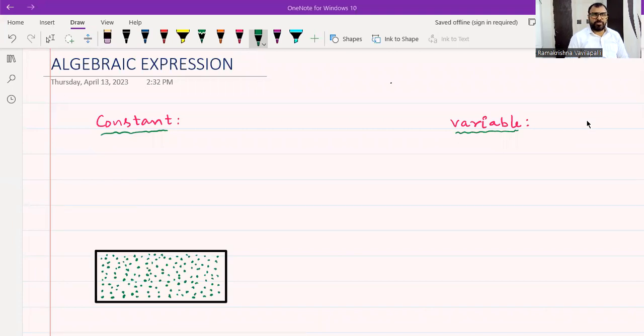So before we learn what is an algebraic expression, let us learn what is a constant and what is a variable. A constant is an entity which remains always the same. For example, you take a real number 2. So 2 is a constant. It will never change. You take number 3. 3 is a constant. It will never change.